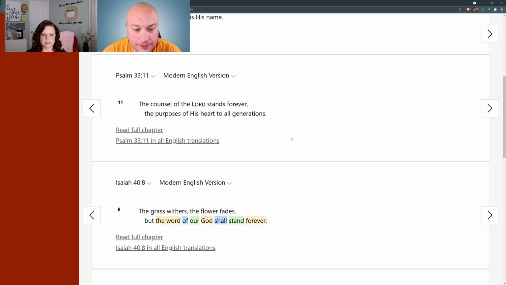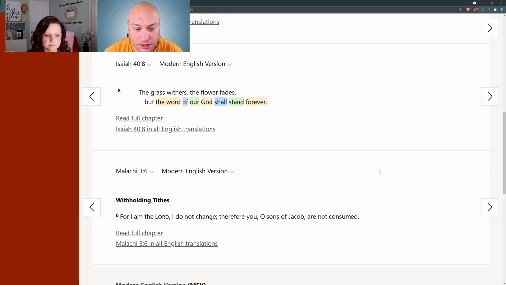Psalm 33, verse 11: the counsel of the Lord stands forever, the purposes of his heart to all generations. And then these other ones. Isaiah 40, verse 8: the grass withers, the flower fades, but the word of our God shall stand forever. Malachi 3, verse 6: for I am the Lord, I do not change. Therefore you, O sons of Jacob, are not consumed.